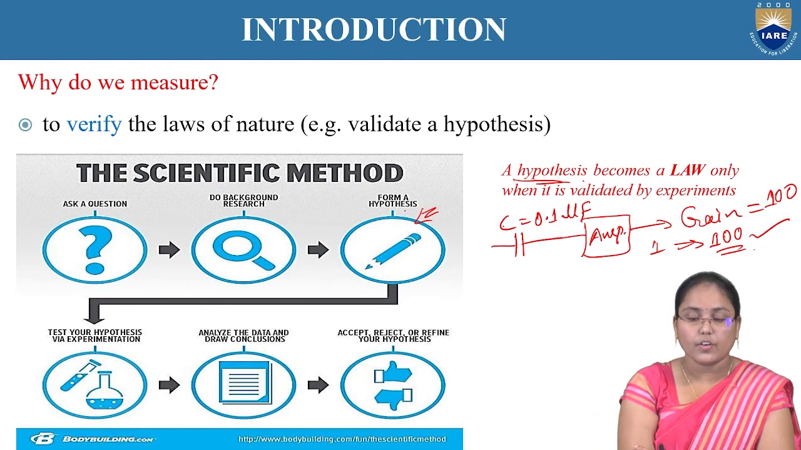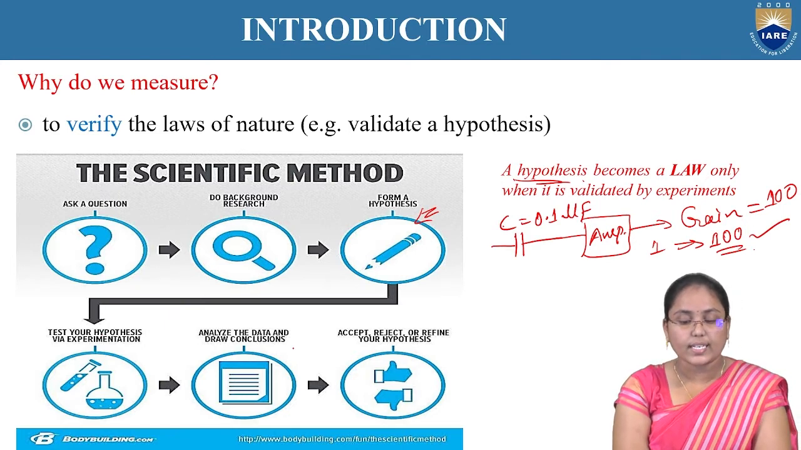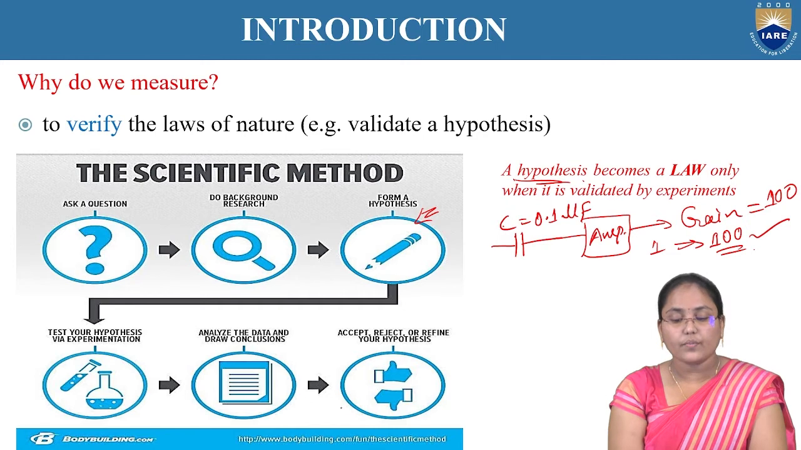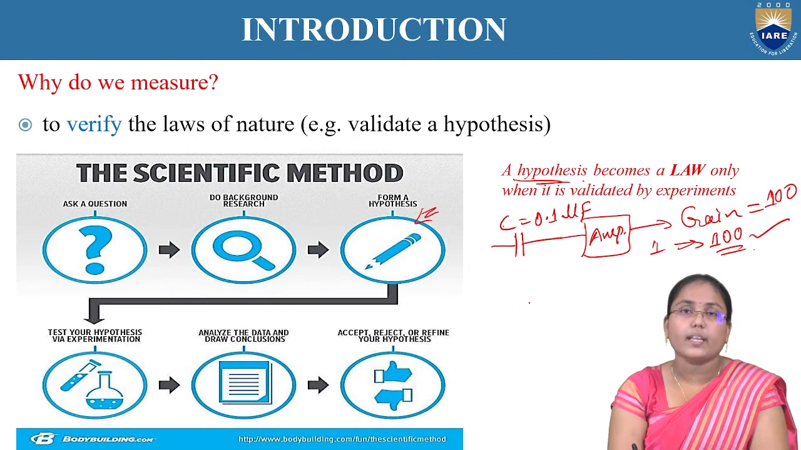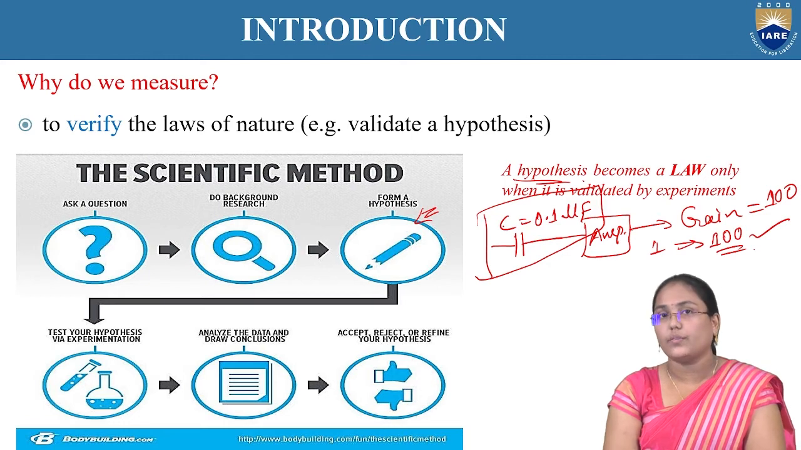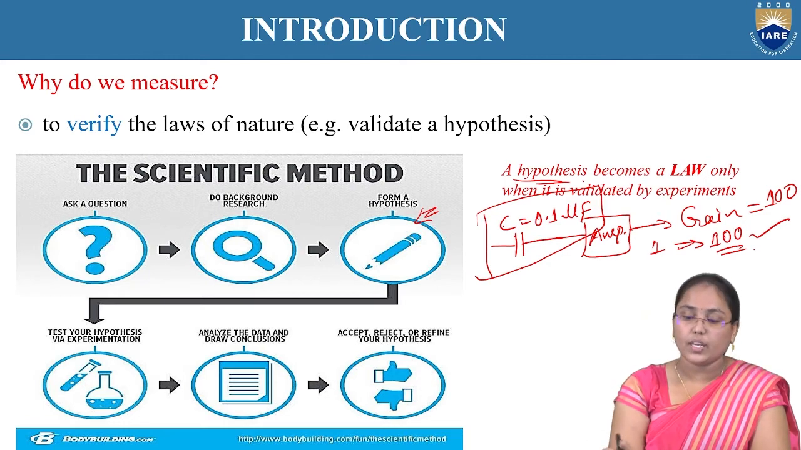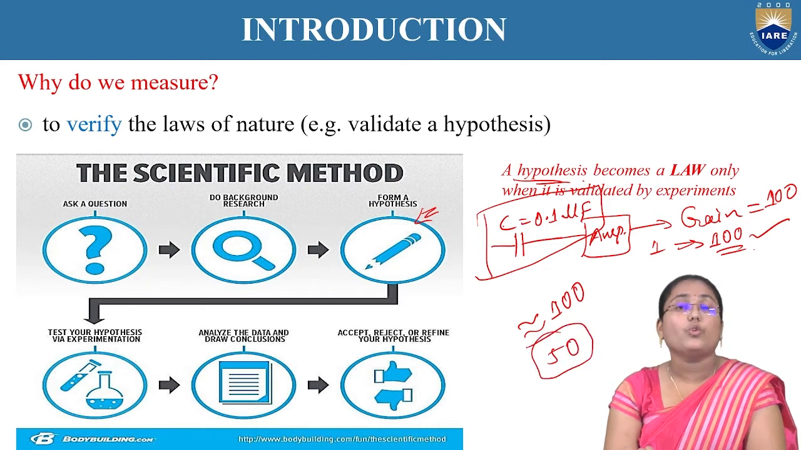While we experiment using different things, we analyze the data and draw some conclusions, and then we accept, reject or refine the hypothesis based on that. Now, if the gain equals 100, then definitely we can accept it. It means if I design a filter before the amplifier, it is a very good filter and can give a gain of about 100. Even if the gain is nearly 100, it is still acceptable. But if the gain is around 50, then it won't be acceptable for us.